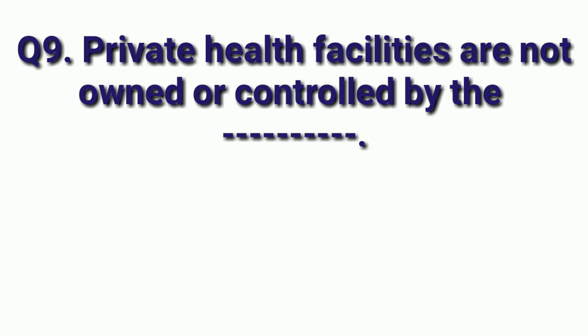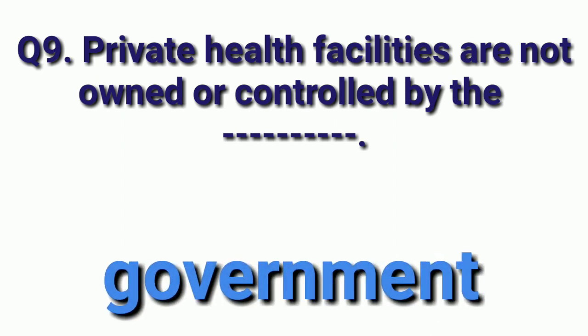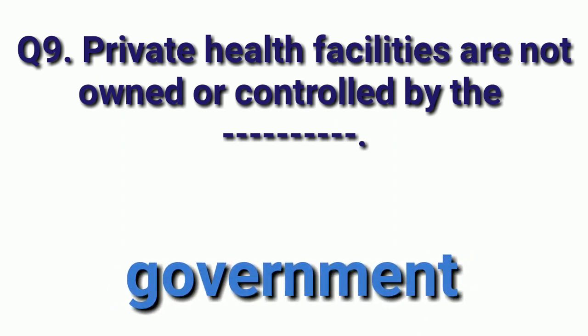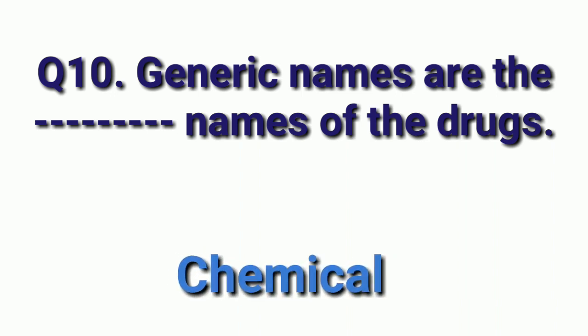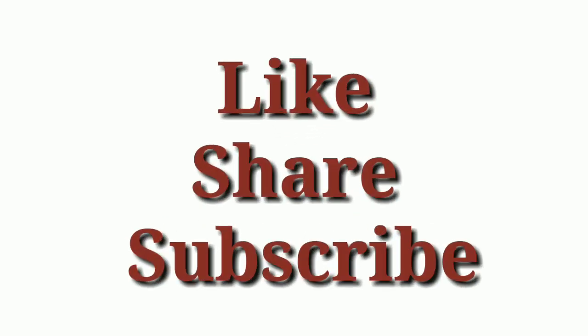Next question is, private health facilities are not owned or controlled by the government. Private health services are not provided by government. Next question is, generic names are the dash names of drugs. Answer is chemical. They are the chemical names of drugs.